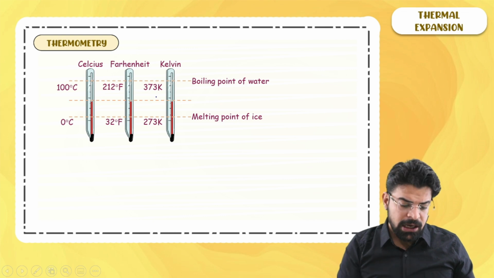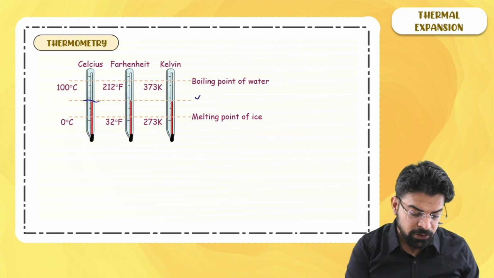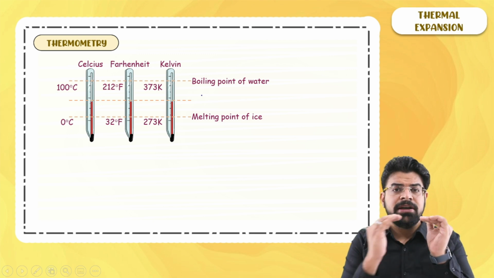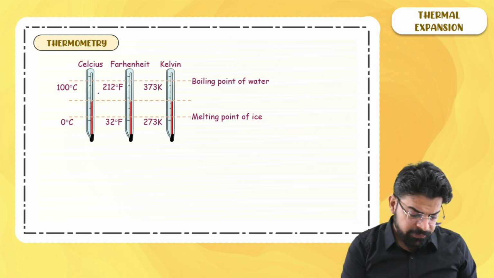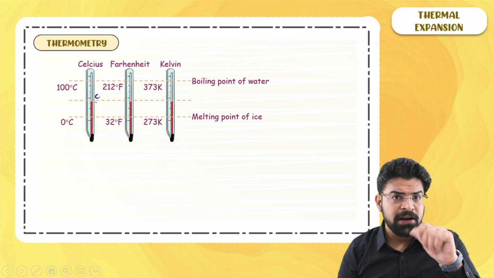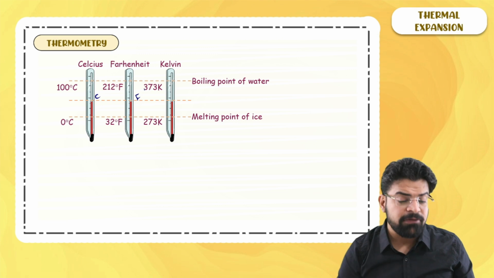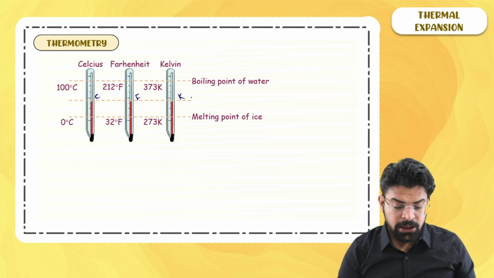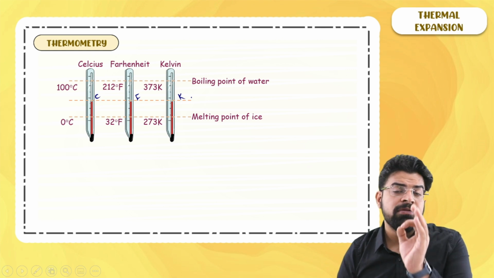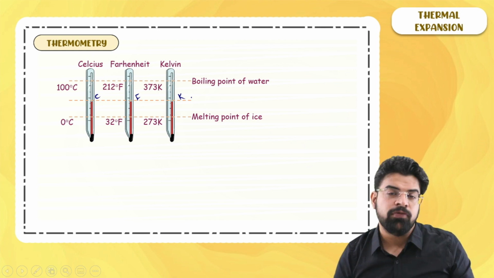Let's say a single temperature, which I have denoted with this horizontal line, is being read on the three different scales. If this temperature on the Celsius scale reads C, on the degree Fahrenheit scale reads F, and on the Kelvin scale reads K, then how many C will be equal to how many F and will be equal to how many K? That's what we need to find.